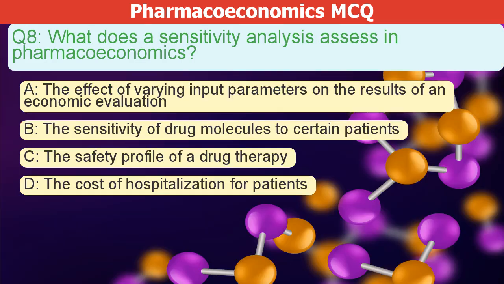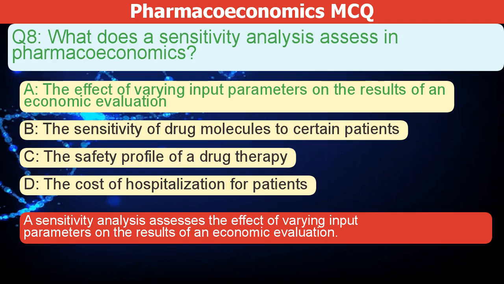What does a sensitivity analysis assess in pharmacoeconomics? A. The effect of varying input parameters on the results of an economic evaluation. B. The sensitivity of drug molecules to certain patients. C. The safety profile of a drug therapy. D. The cost of hospitalization for patients. The correct answer is A. A sensitivity analysis assesses the effect of varying input parameters on the results of an economic evaluation.